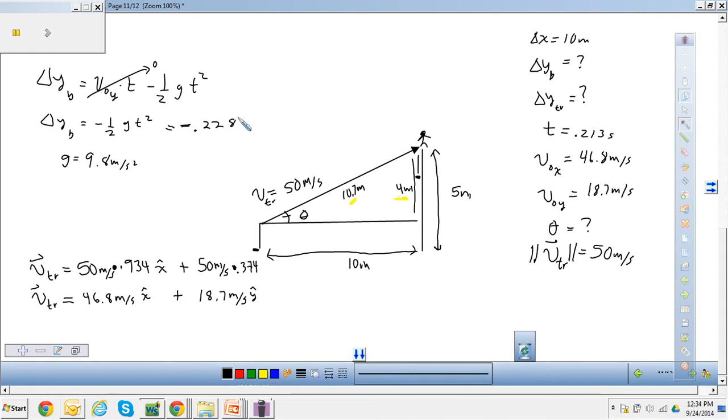Okay. Fair enough. So what was it again? 223 you said? Okay. So it drops 0.223 meters. So then relative to the ground, what height would that be? So I'm going to get rid of this delta thing. So we're just solving for y now, not the change in y. If the monkey's 5 meters up and it drops 0.223, what would the y be?